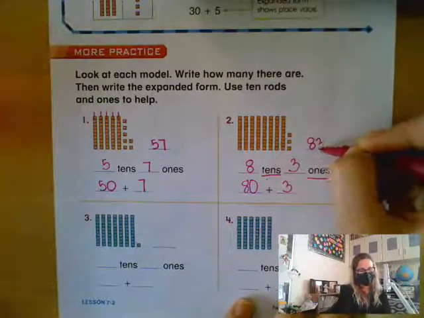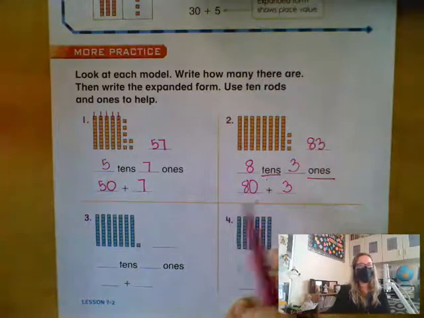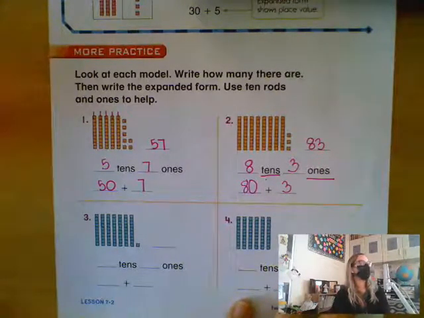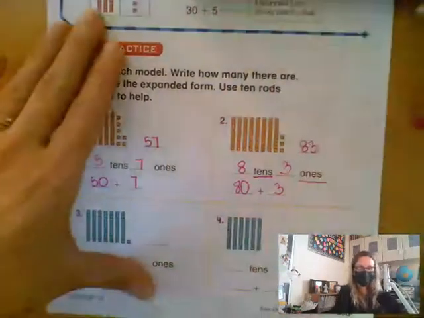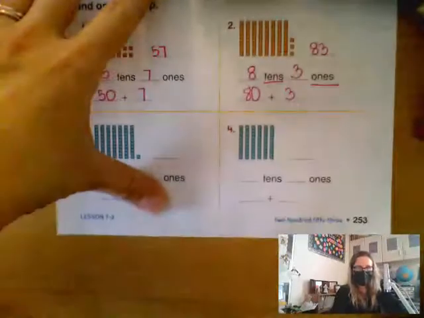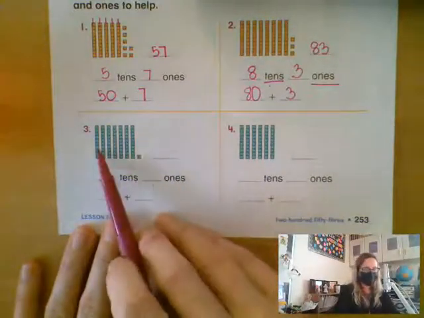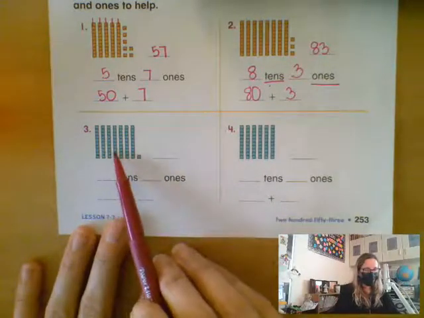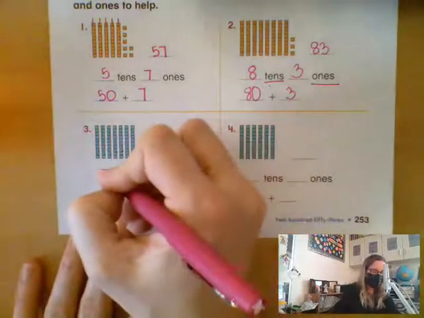83. Excellent. So the expanded form of 83 is 80 plus 3. Okay, let's do 3 and 4. I've got here, how many 10s, Johnny? 5? Let's try again. 1, 2, 3, 4, 5, 6, 7. 7. So right here we're going to put 7 10s.